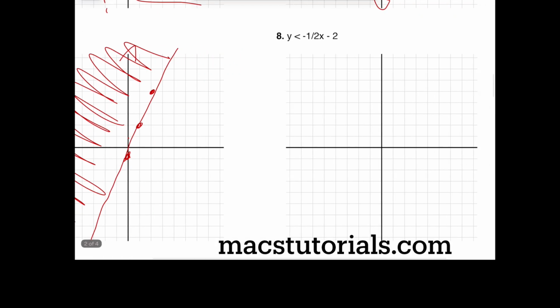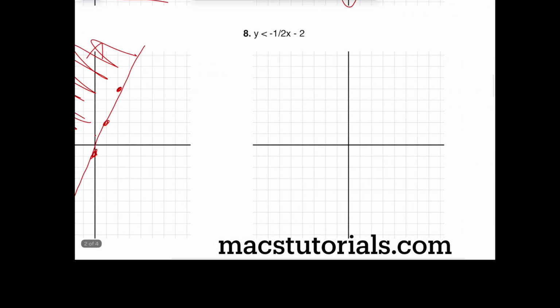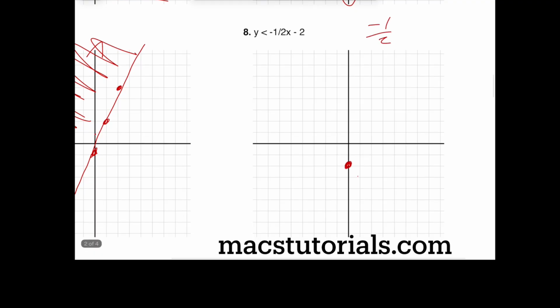All right. This next one is going to be a negative 2. It's where I'm going to start. And this is going to be negative 1 over 2. That's how I would read that. Down 1 over 2. Down 1 over 2. Or if you really want, you go up 1 this way too.